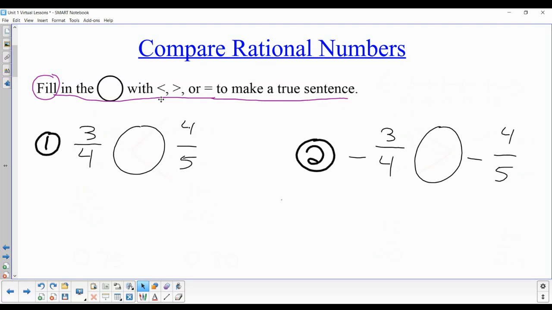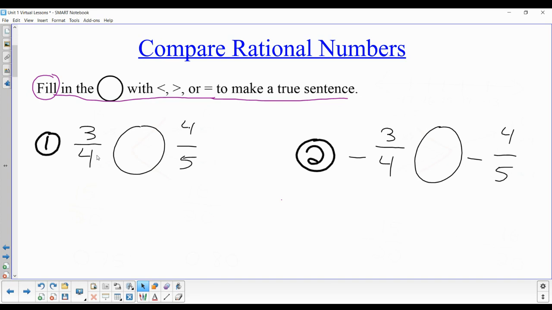larger number. Now, when comparing any numbers, not just rational numbers, you want to make sure your numbers are in the same format. That means, whatever you're doing, make them the same thing. So, for example, number one, they are both fractions, so I don't have to worry about that. But they do not have the same denominator, so I will make them have the same denominator. There is a shortcut that I will do near the middle of the video.